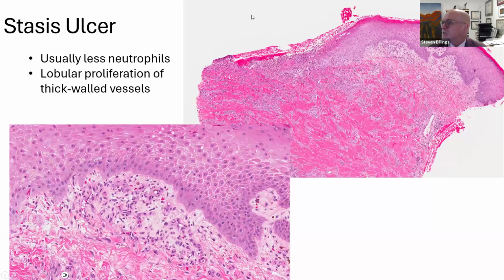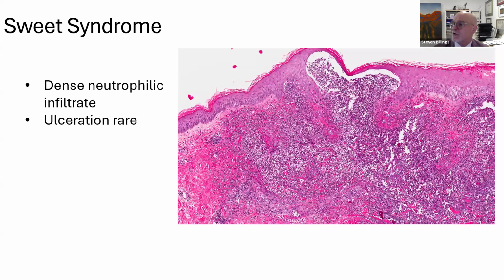Here's an example of a stasis ulcer. Yes, it's ulcerated, but notice in the adjacent uninvolved dermis, you have that relatively thick-walled collection of blood vessels in the papillary dermis. Sweet syndrome, again, you have a dense neutrophilic infiltrate, but you almost never really get ulceration in Sweet syndrome.